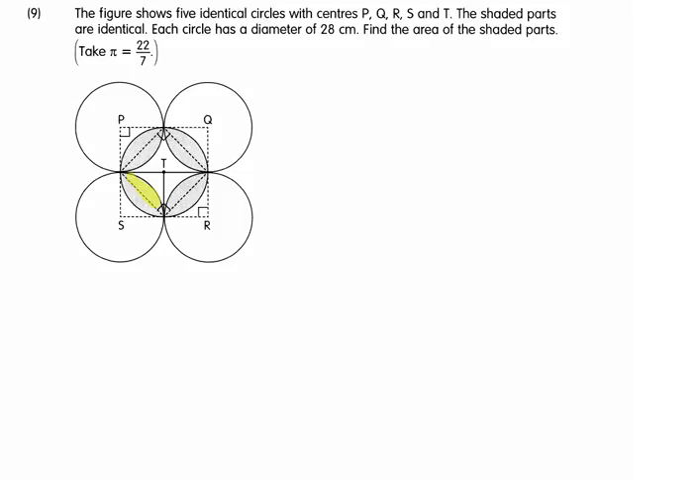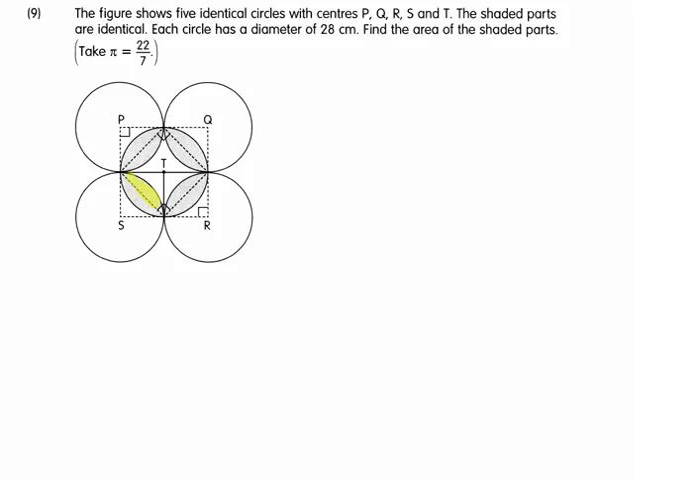Okay, so children, this region that I shade in yellow is actually what we call half a leaf. Okay, it looks like the shape of a leaf, right? You look at this, it looks like the shape of a leaf, right? So this is half a leaf. Every time we want to find half a leaf, we will find the area of the quadrant, subtract off the triangle.